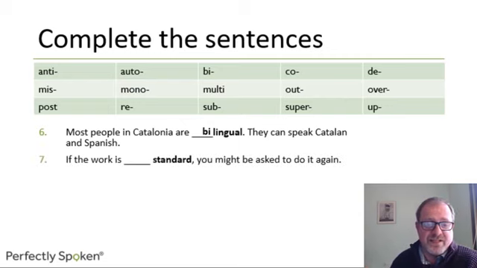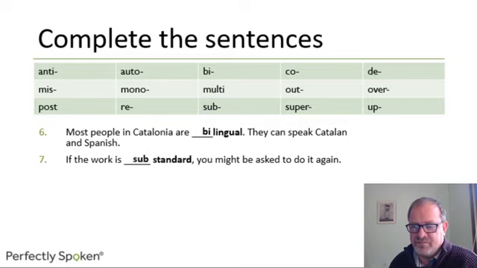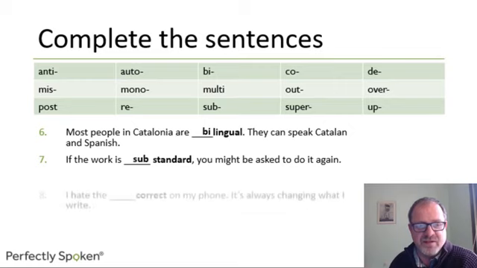If the work is something standard, you might be asked to do it again. So if it's below the standard or below what is expected for you to produce, not satisfactory, which prefix means below? And the answer is substandard. Not up to the standard that you expect, substandard.